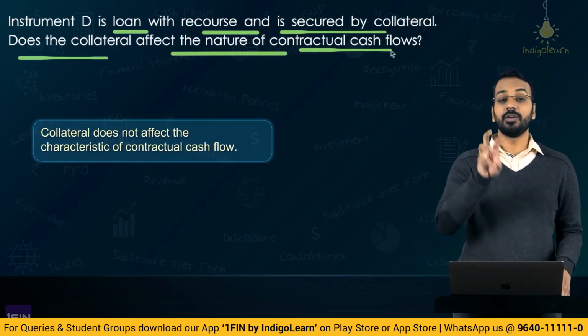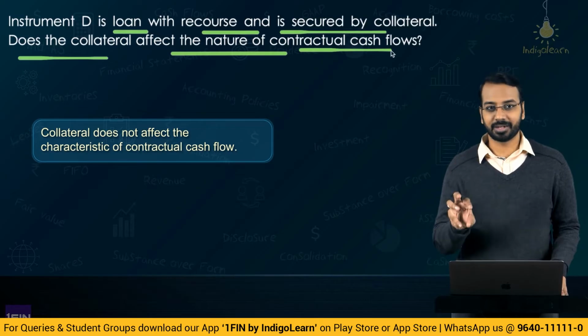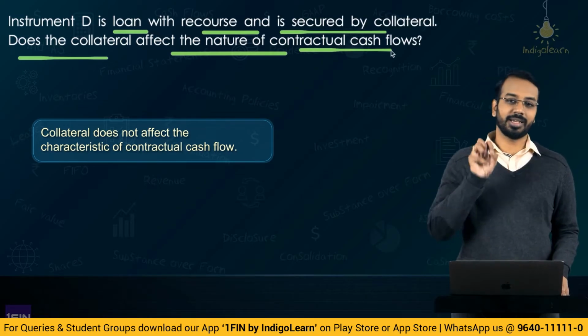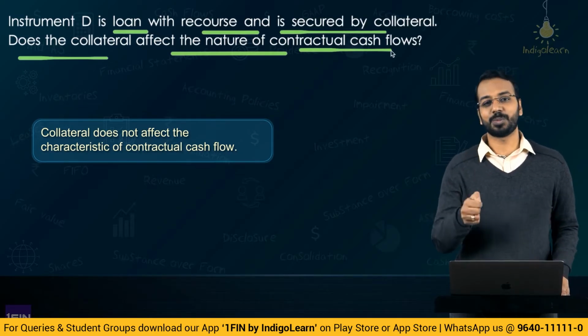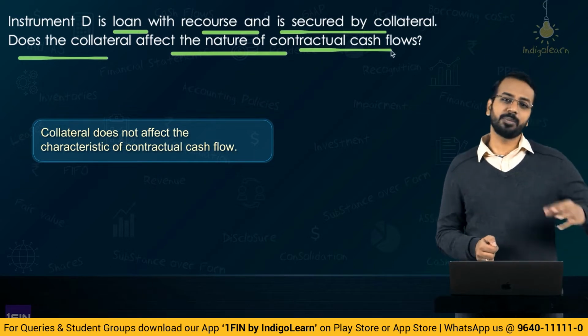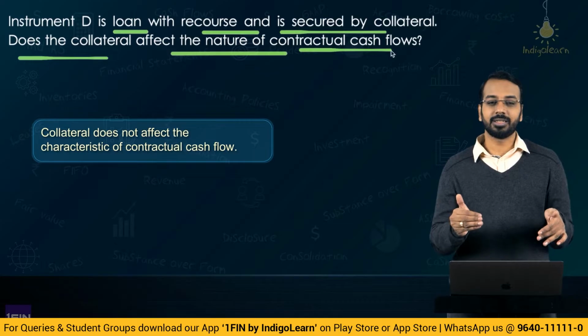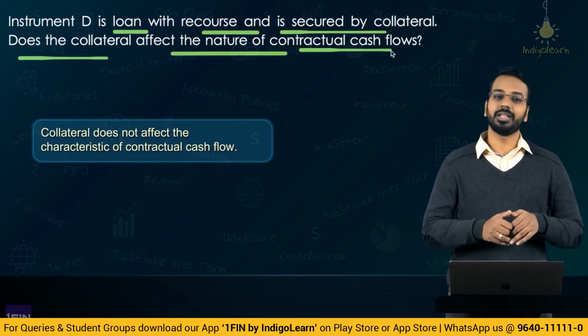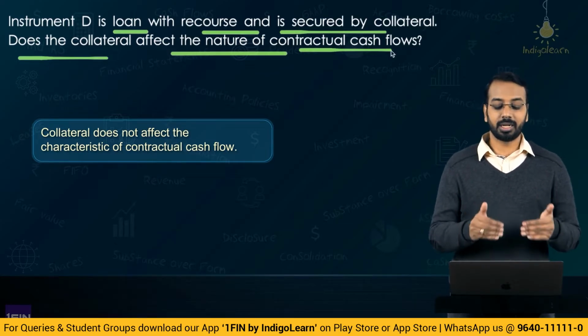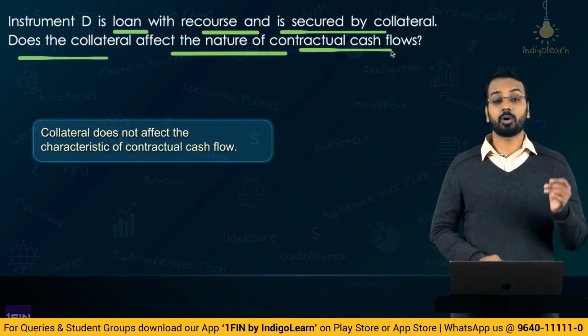See, cash flow is whether you are getting principal and interest. The cash flow characteristic test talks about whether you are getting principal and interest. You may have a security, it may be a secured loan that just gives you a comfort, that just gives you a protection, but it does not change the characteristic of the cash flows. So here the collateral does not affect the characteristic of contractual cash flows.